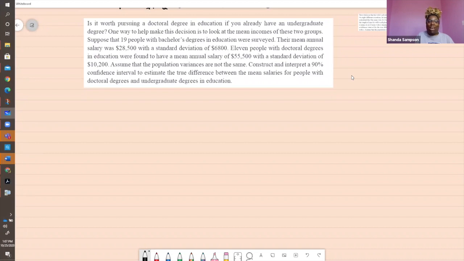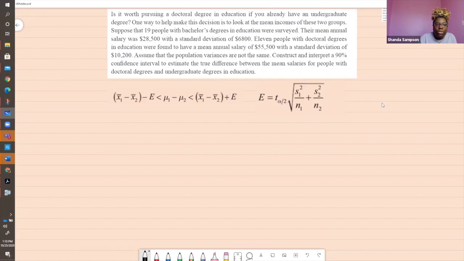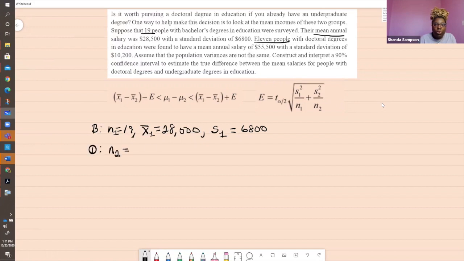So we have two samples, and we're going to go back. Remember, we label our samples. And as I spoke to you before, how you label your sample is important in making sure that you interpret it properly. Suppose 19 people with bachelor's degrees, right? Their mean annual salary and their standard deviation. And these all need ones next to them so you can distinguish between the first sample and the second sample. And then the 11 people who had their doctorate is N2, X bar 2, and S2.